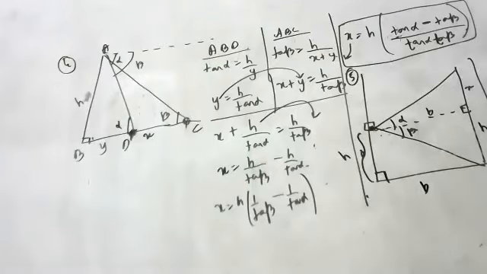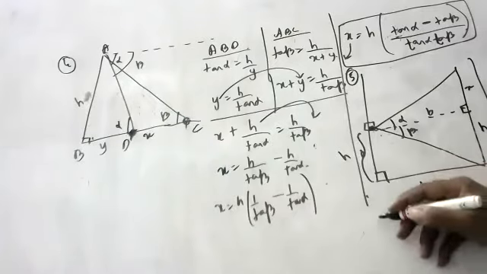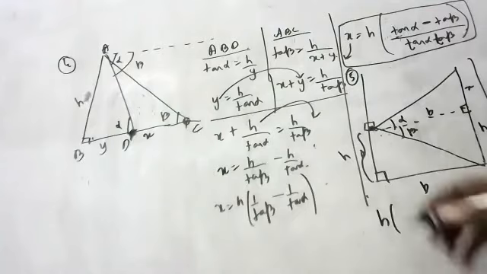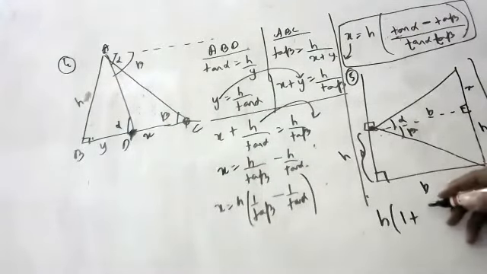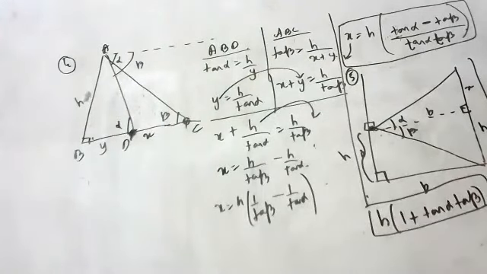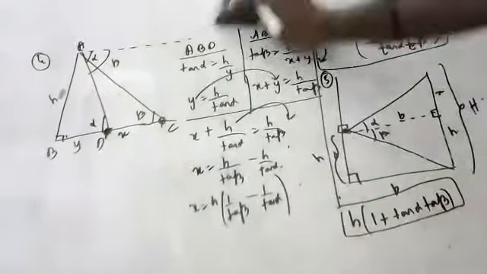Here they asked us to prove that the height of the house is h into 1 plus tan alpha tan beta. They are asking to prove. I am suspecting, children, there is some mistake in this question. Let us start doing, and when we do it we will understand. There is some mistake in the question they gave. Okay, no problem. First, let us do it.